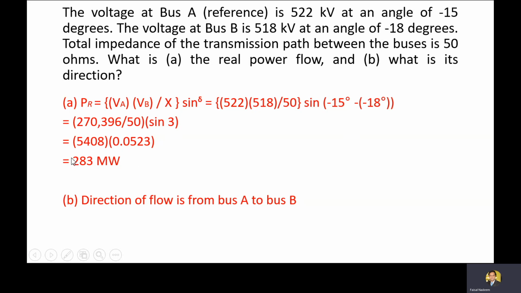As this value of real power is positive, this indicates that the power flow is from bus number A, which is also indicated as the reference bus. The power flow is from bus number A to bus B.